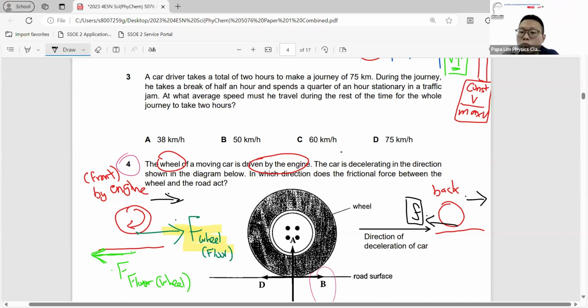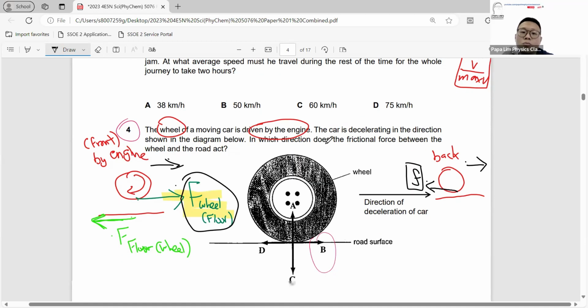It actually opposes the motion for the wheel on the back. For the wheel on the front, this is what we know as a forward friction. Depending on the question, sometimes the question will give you the back wheel, sometimes the front wheel. So you must know which wheel we are looking at.